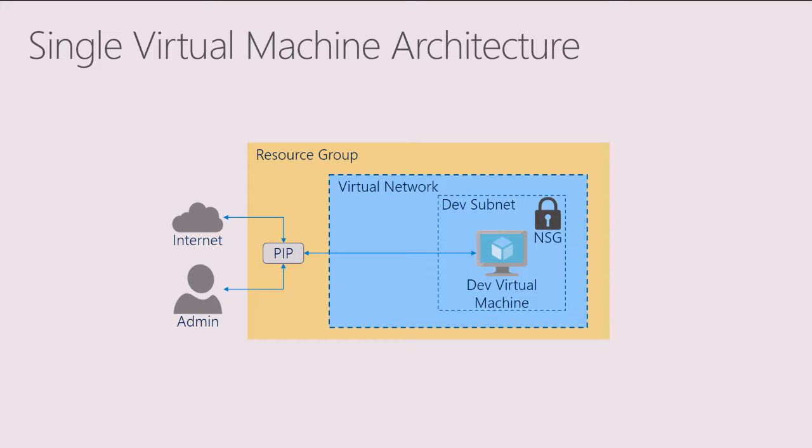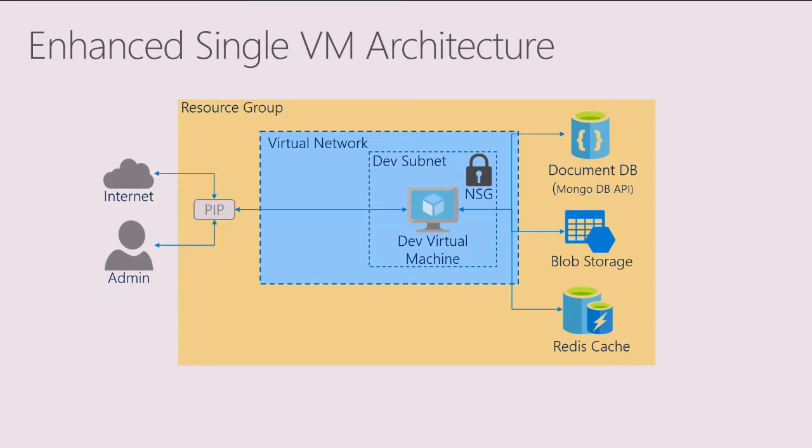From here we were talking about moving the state out of the machine using PaaS services. So this architecture grew and expanded, where we had that DocumentDB layer for our database. We moved our images over to blob storage, and we set up that caching layer that externalized the state and now allows that virtual machine to be much more stateless than it was before. And then moving on to a multi-virtual machine approach.